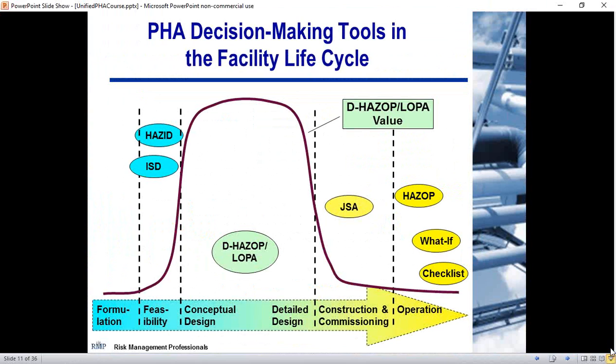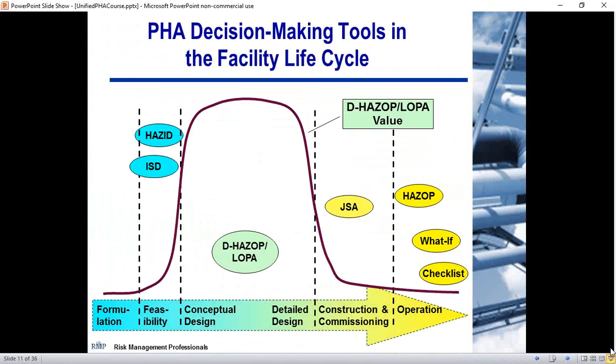Now, the other question is when. Well, if you wait till the end, you have limited options. The curve on the screen is representative of the value that you get from applying a HAZOP or LOPA. Some of the techniques you can apply early on but aren't very good later. Inherently safer design concepts, HAZOPs, those are very useful towards the beginning. Towards the end, people apply HAZOP, what-if checklists, job safety analysis.